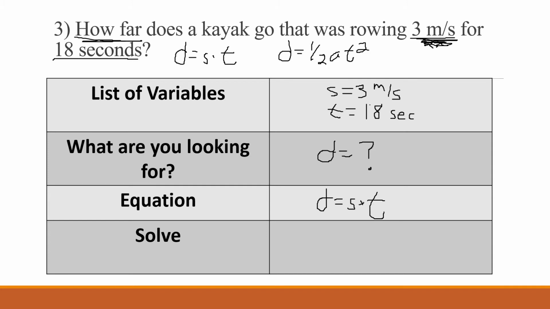How did I know to use that equation? Because I had an s and a t. I don't have an a. Because I don't have an a, I can't use the equation that has an a in it. I have to use the equation that has an s and a t in it. That's how I know. Your variables, from the list of variables, have to match the equation. This equation has an s and a t. I have an s and a t. The other equation had an a and a t, and I don't have an acceleration, so I cannot use that equation.